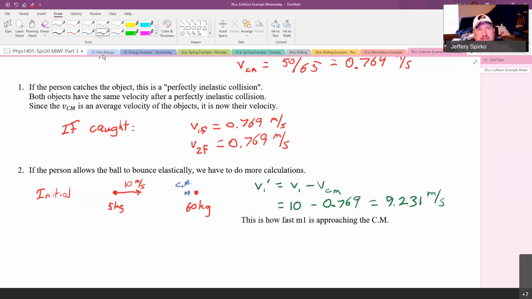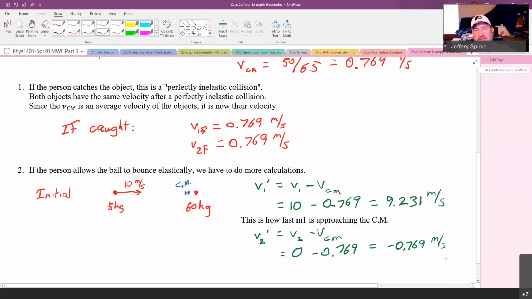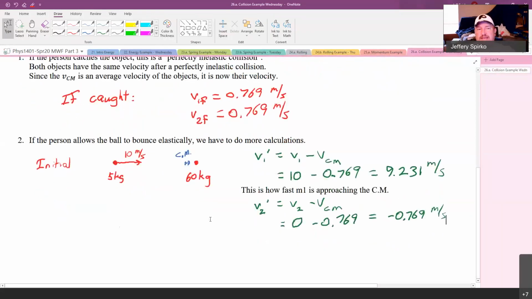Then we also calculate V2 prime, which is V2 minus V center of mass. This one might look a little weird because V2 was 0. And then we're still subtracting the 0.769, and we get negative 0.769 meters per second. And what that's saying is that M2 is actually getting closer to the center of mass.